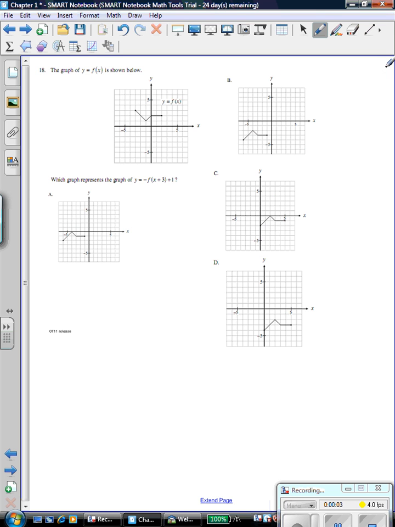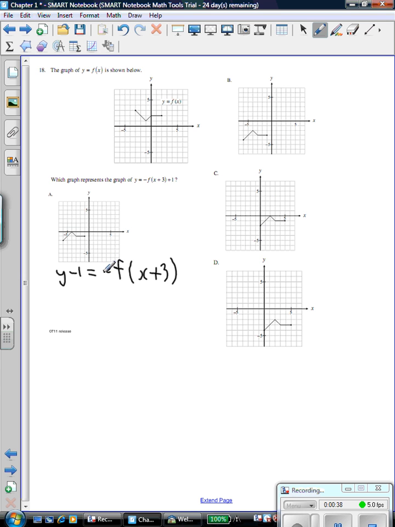Okay, let's start off. We want to take this graph, y equals f of x, and graph y equals negative f of x plus 3, plus 1. Our first goal will be to see what kind of transformations we have. Let's start off by subtracting 1 from both sides. y minus 1 equals negative f of x plus 3. And we get the sense that that positive 1 is actually a transformation in y.